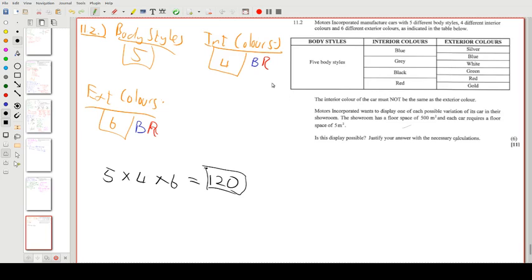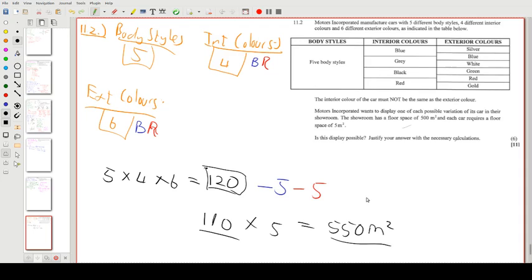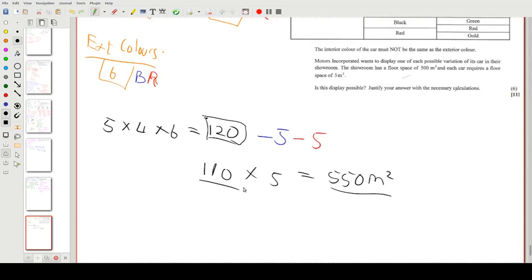So that is initially what we think. But then we remember the cars cannot have the same interior and exterior color. How many cars can there be with a blue interior and a blue exterior? Well, 5, because there's 5 body styles. So we have to subtract the 5 for the blue and the 5 reds as well. That gives us 120 minus 10, that's 110 different variations. Each variation takes up 5 square meters of floor space, giving us 550 square meters. That is more than the 500 that they have available. So no, the display is not possible.